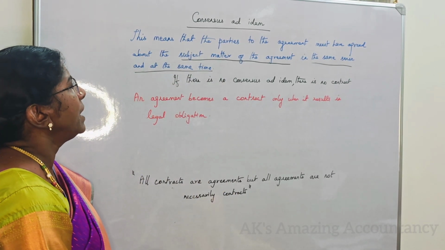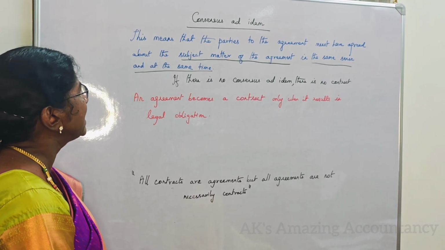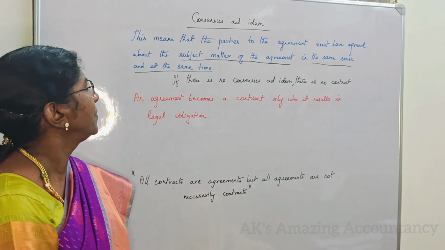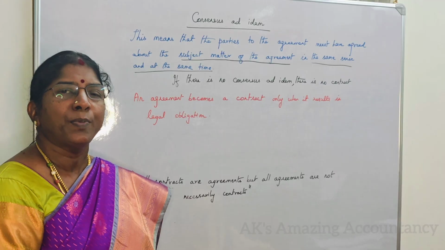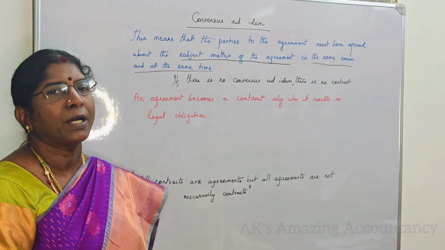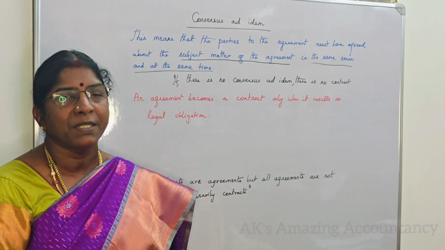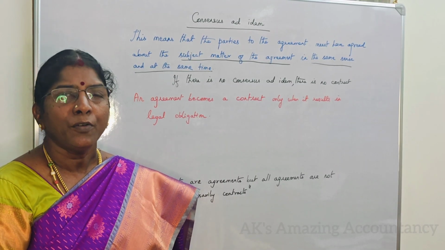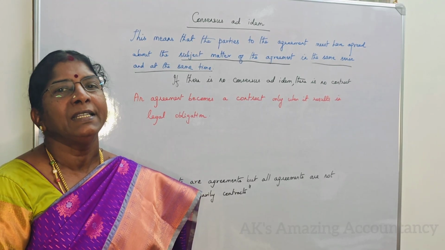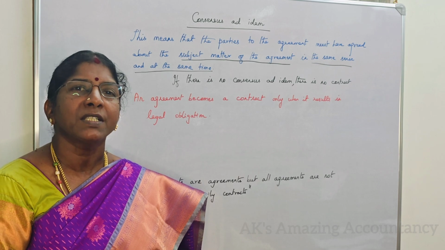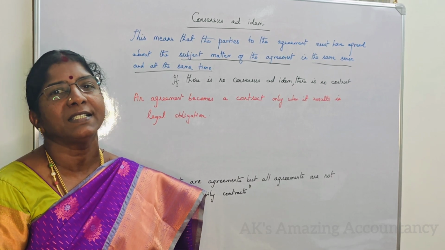It means that the parties to the agreement must have agreed about the subject matter of the agreement in the same sense and at the same time. Let me make it very clear to you. I already told you that two parties will be there in an agreement, isn't it? One person making the offer is called the offerer and the other party giving the acceptance is called the offeree. The offeree should understand the subject matter of the agreement in the same way as it was communicated by the offerer. Then only you say that there is consensus ad idem.